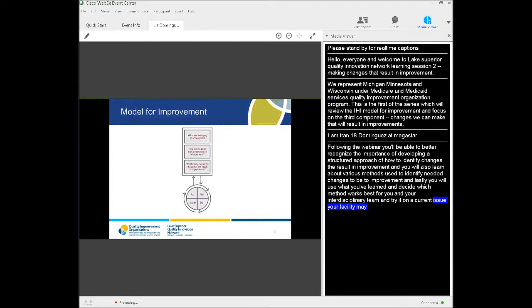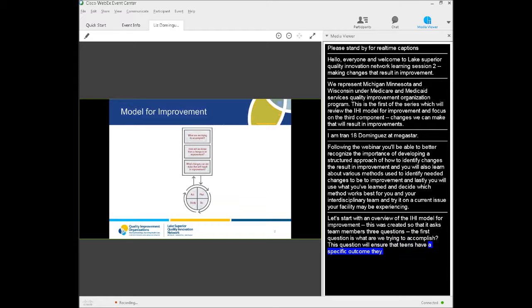Let's start with an overview of IHI's Model for Improvement. The Model for Improvement was created so that it asks team members 3 questions. The first question is, what are we trying to accomplish? This question will ensure that teams will have a specific outcome that they are trying to reach. Question 2 asks, how will we know that a change is an improvement? This question allows teams to identify measures that they will be using along the way to track their progress and ensure they are going in the right direction.